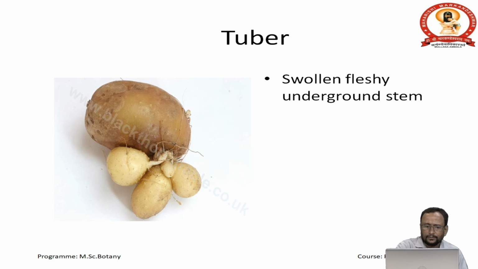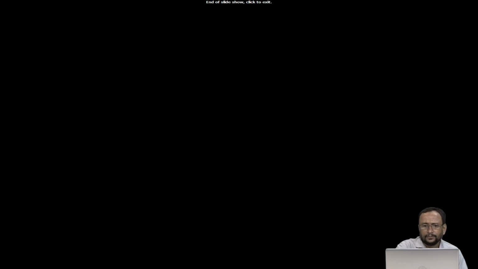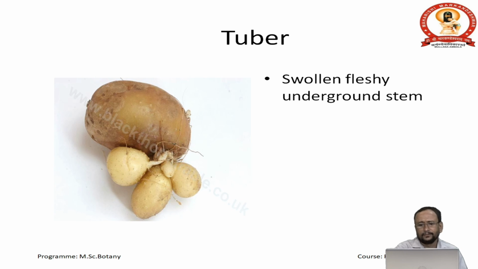Okay, this is about all the presentation. Thank you. This is all about reproduction in plants, including bryophyte, pteridophyte, gymnosperm, angiosperm, sexual reproduction, asexual reproduction, and vegetative propagation. Thank you. Thank you to all of you.